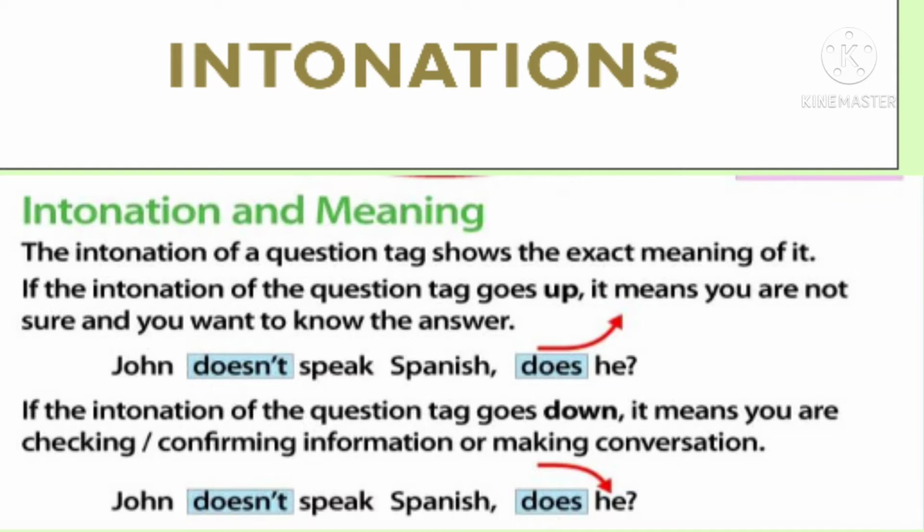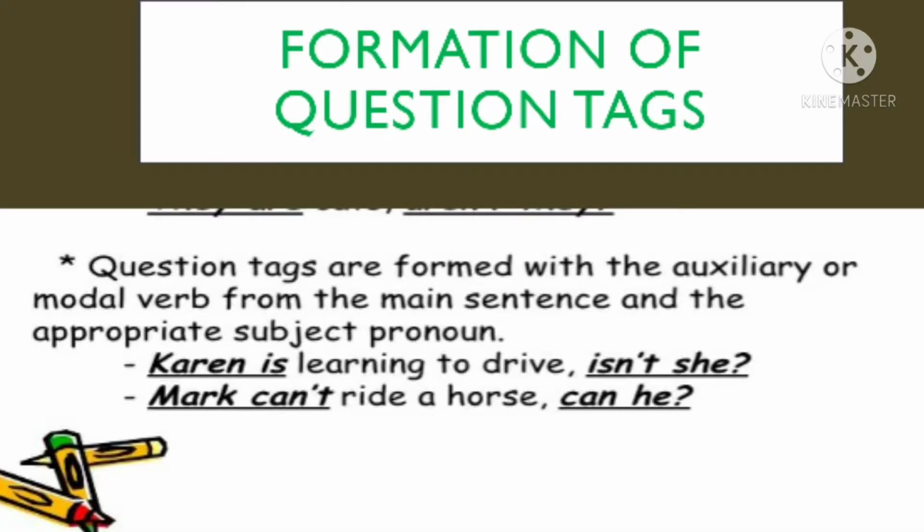Now let us see the downward intonation. If the intonation of the question tag goes down, it means that you are checking or confirming information or making conversation. For that we use the downward intonation. See here: John doesn't speak Spanish, does he? So it is a conversation, or you can say it is for confirmation or checking. Understood?